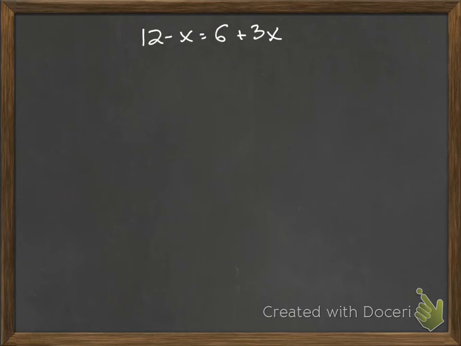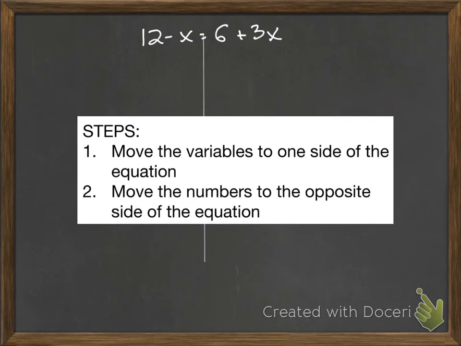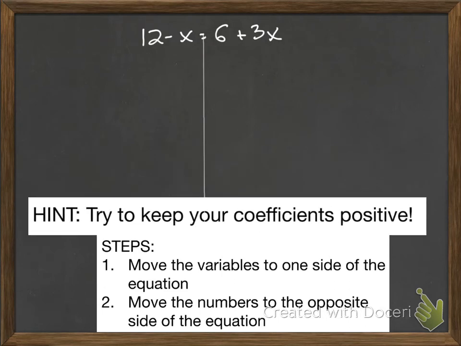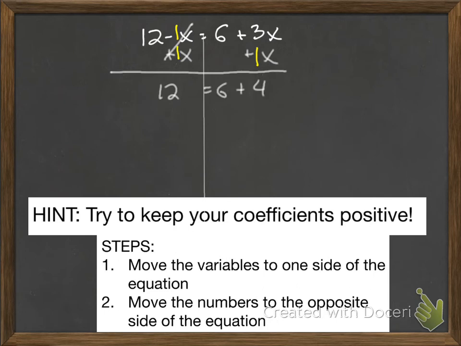So this time we have 12 minus x equals 6 plus 3x. Okay, again, our goal is always the same. We want to get all of our variables on one side of the equation, and we want to get everything else on the other side. Again, a hint is to try to keep your coefficients positive. So to keep my coefficients positive, the best approach is probably here to add x or 1x to both sides. Remember, if there isn't a coefficient, the coefficient is just 1. So these go away. We get 12 is equal to 6 plus 4x.